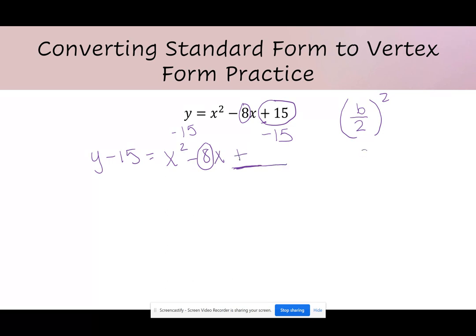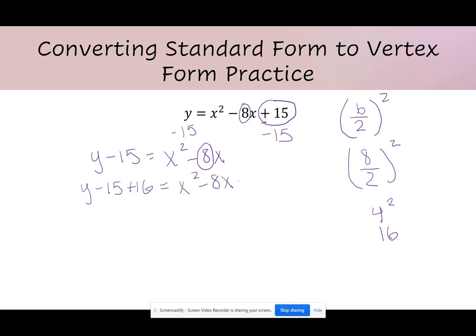So in this case, we have 8 over 2 squared. 8 divided by 2 is 4, so we have 4 squared, which is 16. So that's what we want to add on, but we're going to add it to both sides. Because if you add it to one side, you have to add it to the other. So I'm just going to rewrite it. So we add 16 to this side and 16 to this side.